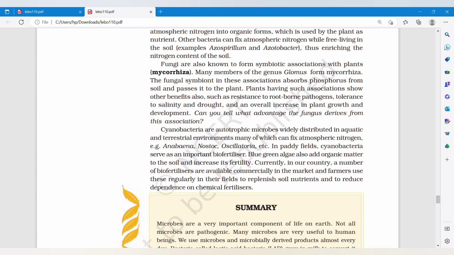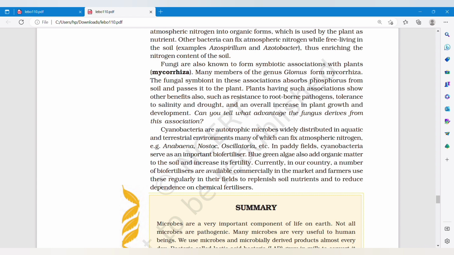Fungi are also known to form symbiotic associations with plants, that is, mycorrhiza. Many members of the genus Glomus form mycorrhiza. The fungal symbiont in these associations absorbs phosphorus from soil and passes it into plants. Plants having such associations show other benefits also, such as resistance to root-borne pathogens, tolerance to salinity and drought, and overall increase in plant growth and development. Can you tell what advantage the fungus derives from this association?